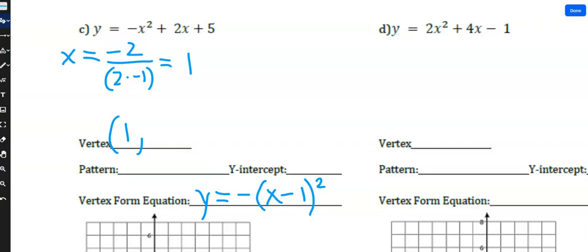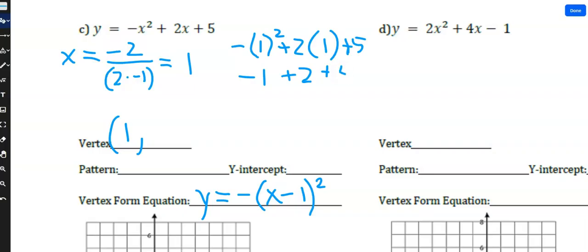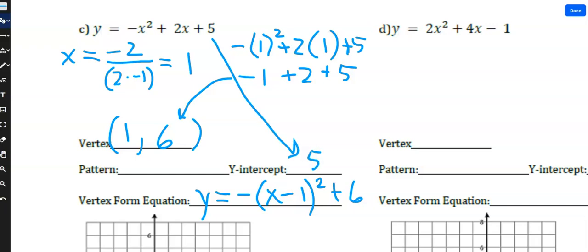We do need to go up here and plug in the opposite of 1 squared plus 2 times 1 plus 5. Oh, let's see here. That's negative 1 plus 2 plus 5. That's probably 6. And so we could put that there and on the outside here. Of course, my y-intercept is 5. My pattern is negative 1, negative 3, and negative 5.